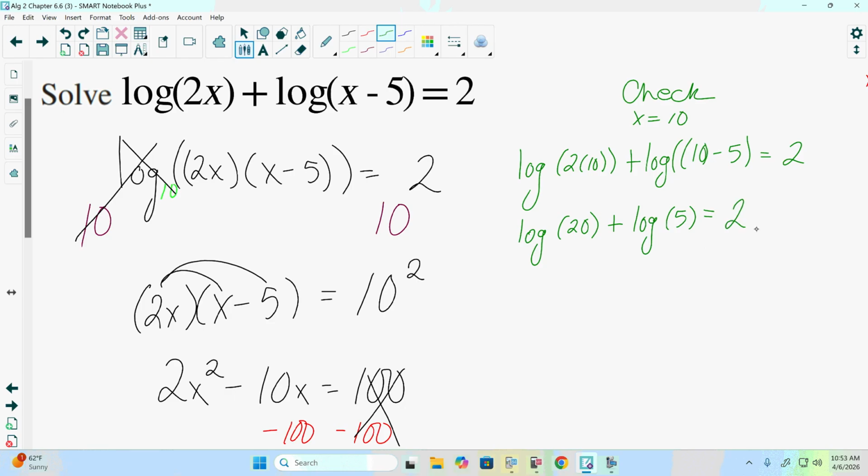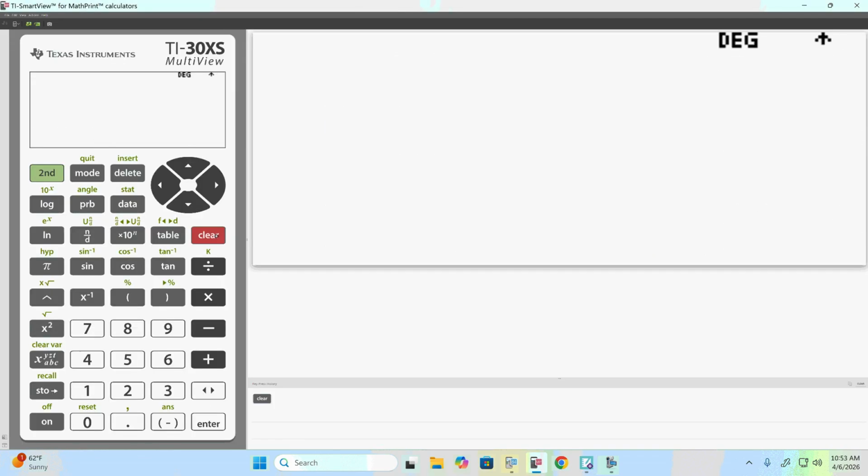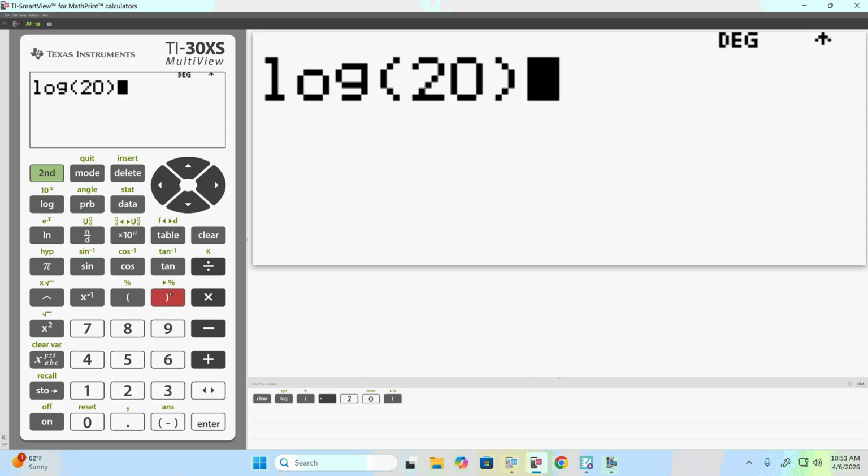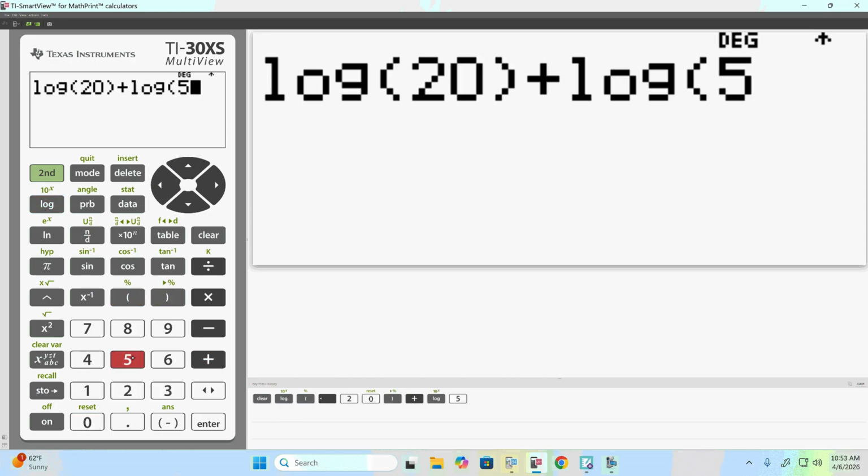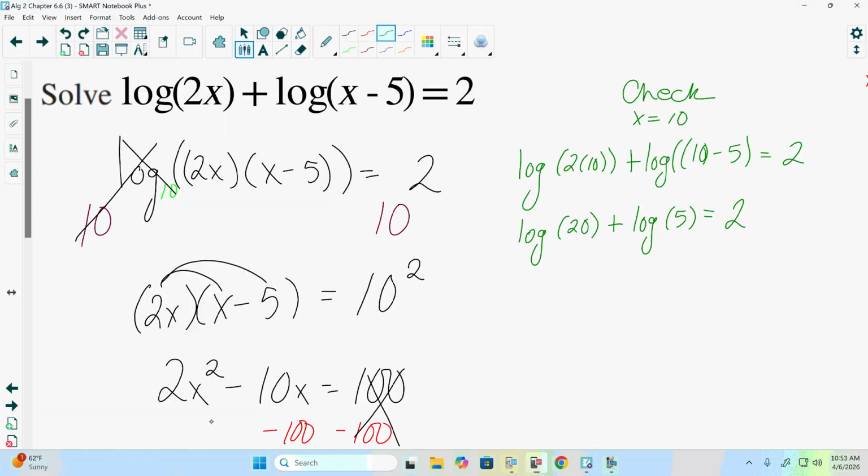Now, for the most part, we might not know what log of 20 and log of 5 are off the top of our head, but we can grab the calculator and say log of 20 plus log of 5, and it will tell us it is indeed 2. So 2 is indeed equal to 2. So we're good there. You can write it down below it. I'm just going to erase and do this again.